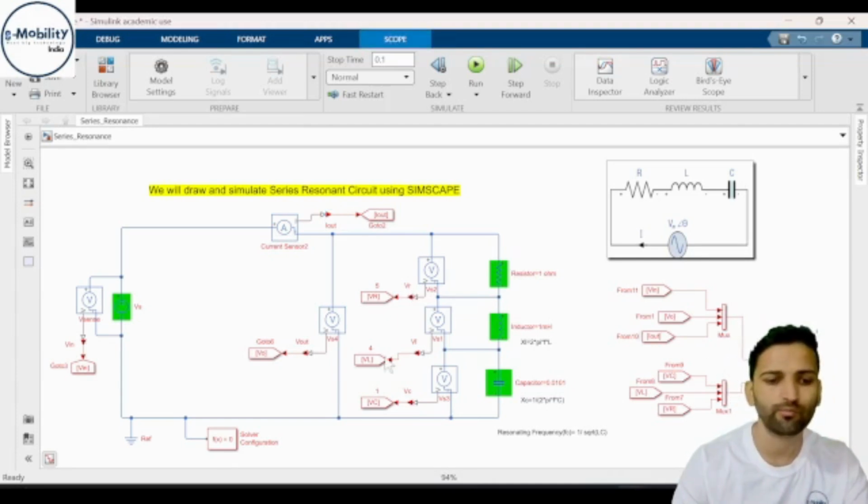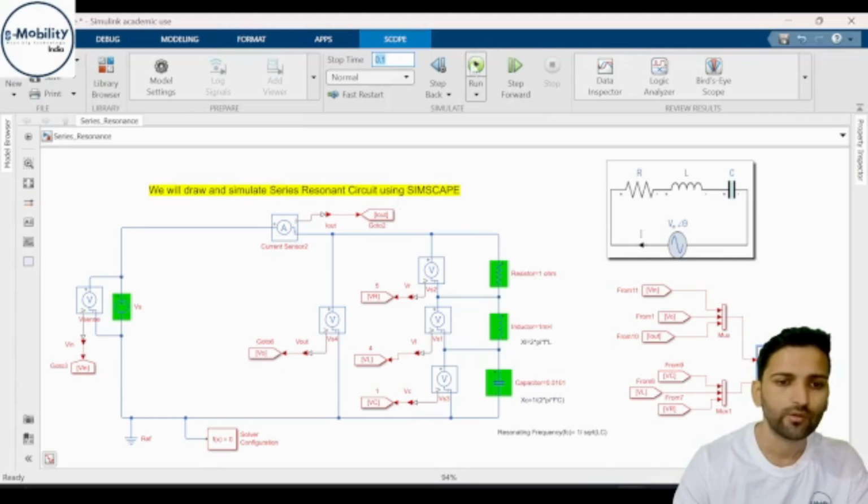This is the scope. So now I will be running the program. I am putting it for 0.1 second. What happens in the series resonant circuit is that there are three values: the resistance, the inductance or XL, which we call the inductive reactance, and the capacitive reactance. So at a particular frequency, in this case, the frequency you can calculate like this: 1 upon square root of LC.